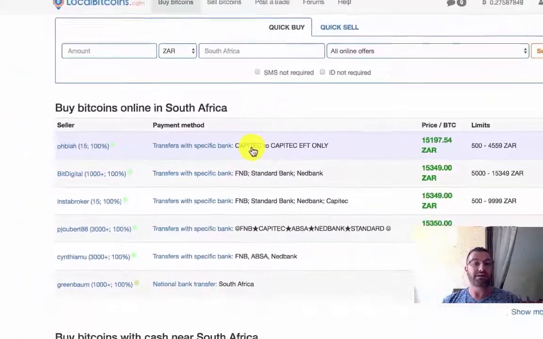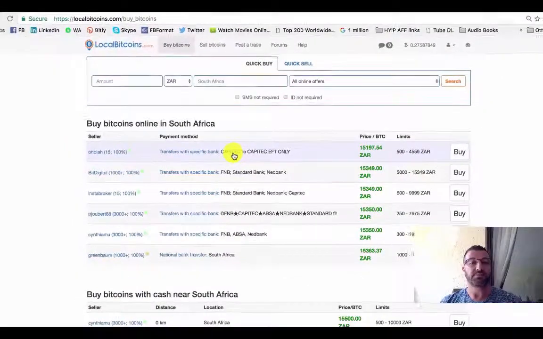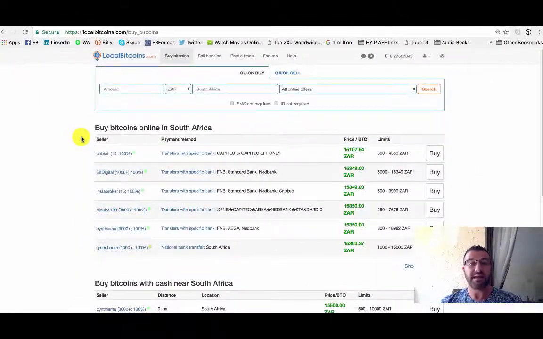And then he will release his coins into your wallet. That's what these numbers represent. And I hope that gives you a better understanding.